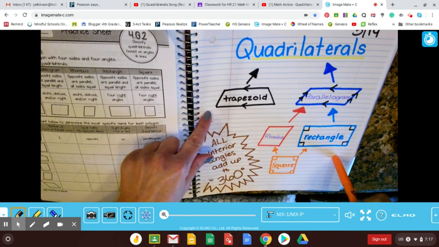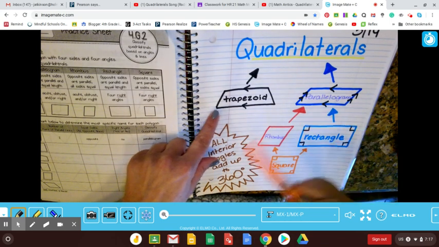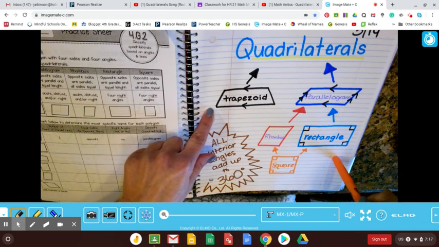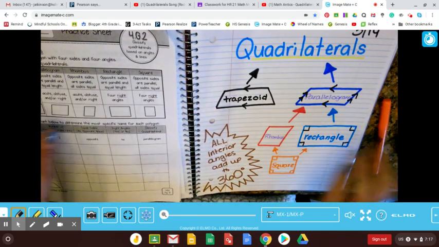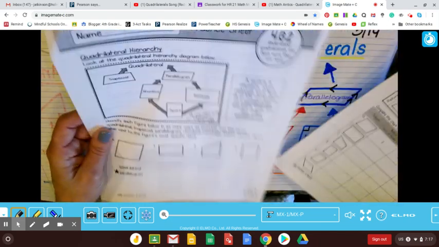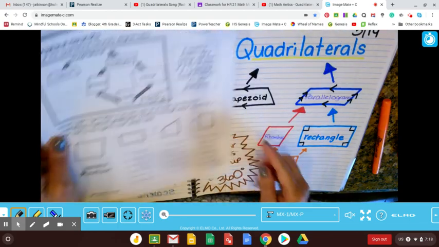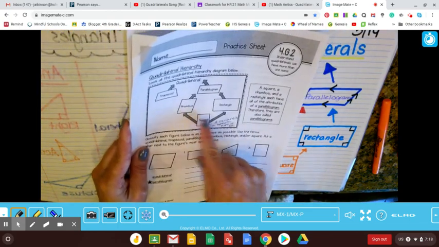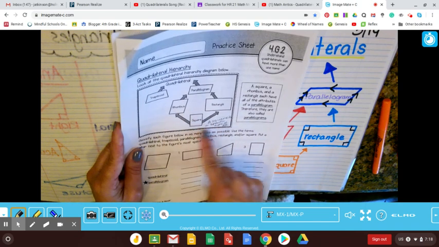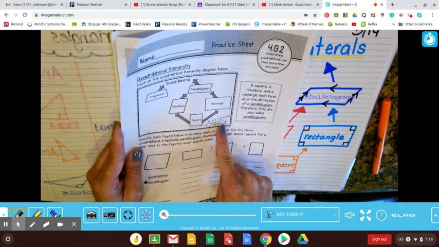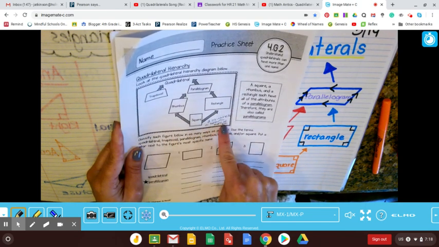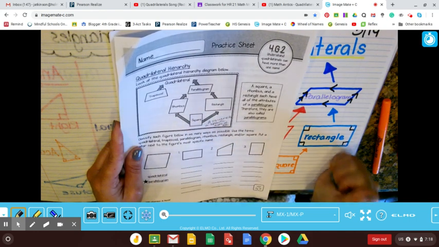Again, if you haven't yet copied this hierarchy down, you may want to do that in your packet. You also have the same thing listed on page 13. So if you don't want to copy it down, at least have this packet open if you have it at home, because this is going to help you with today's lesson.